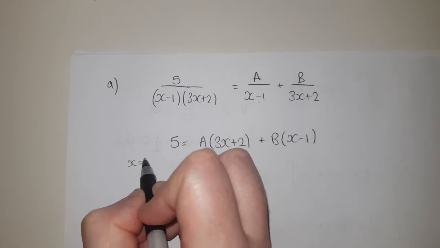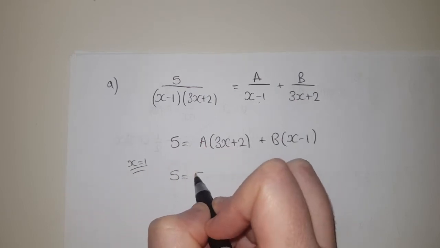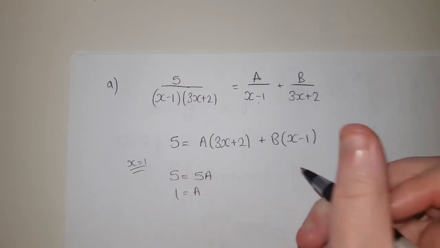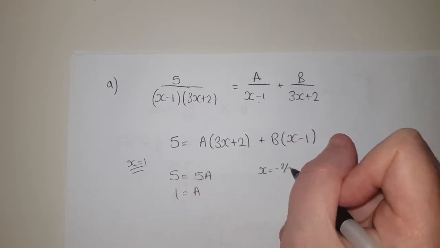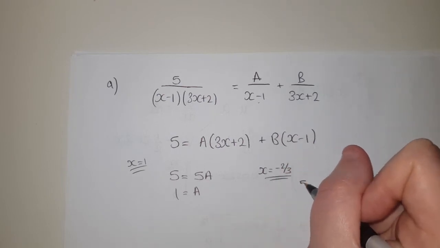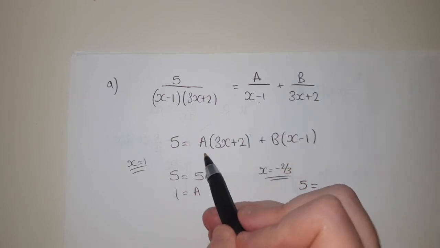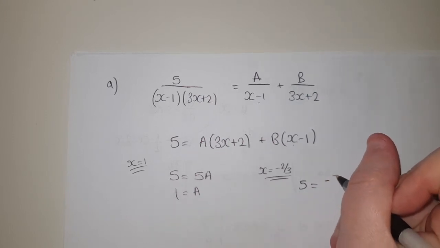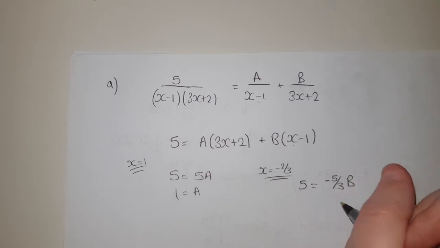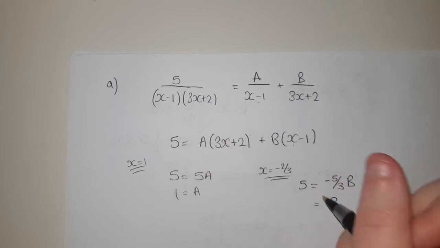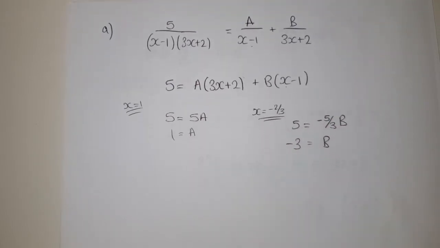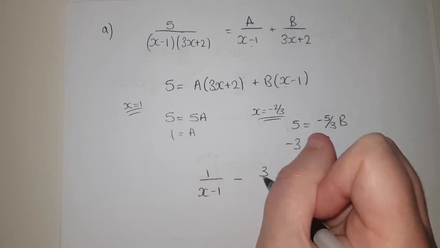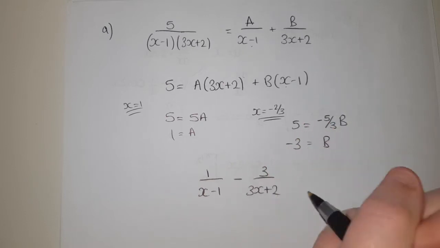Then we test when x equals 1, I'd get 5 equals 5a, this will just become 0, in which case a equals 1. And when x equals minus 2 thirds, you get 5 equals, this one's going to disappear, and this one becomes minus 2 thirds, take away another 1 is minus 5 thirds b. And so if you divide by minus 5 thirds, b is going to equal minus 3. So you can actually write your answer as 1 over x minus 1 minus 3 over 3x plus 2.